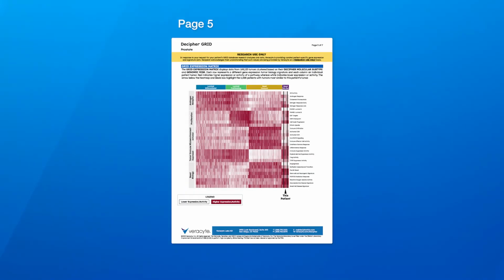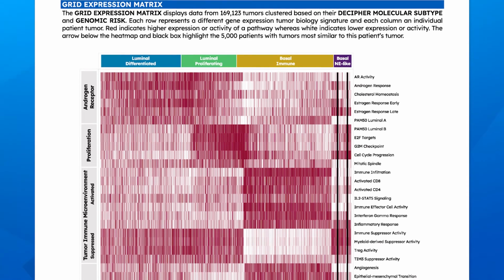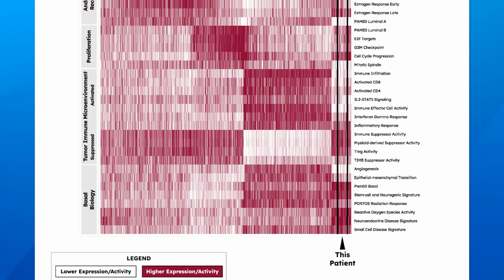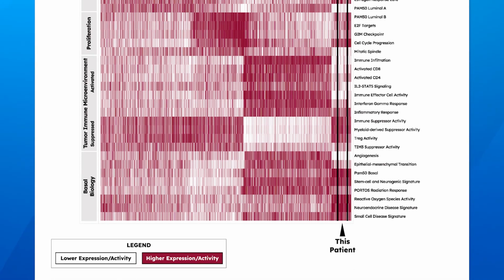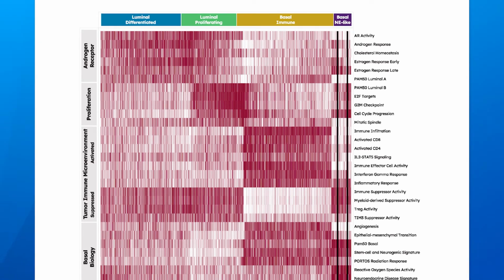On page 5 of the GRID report, you'll find the expression matrix or heat map. This helps put the biological pathways and individual genes from those pathways in the context of the Decipher molecular subtypes, the models we were talking about on page 1. On the x-axis, you see the different subtypes of prostate cancer. These again are luminal differentiated, luminal proliferating, basal immune, and basal neuroendocrine-like subtypes.